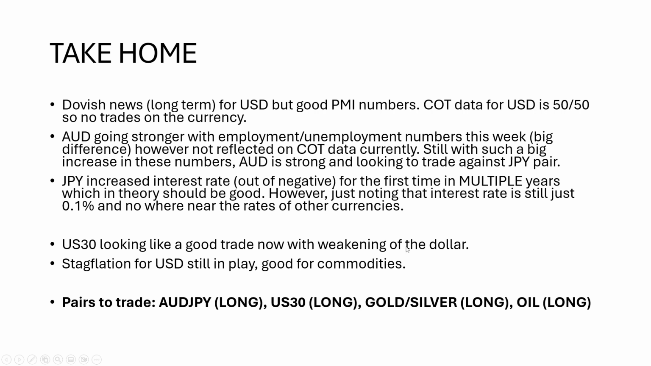US 30 good trade now with the weakening of the dollar, and then stagflation still good for commodities. So my trading pairs this week is AUD JPY for long, US 30 long, gold, silver, and oil long.